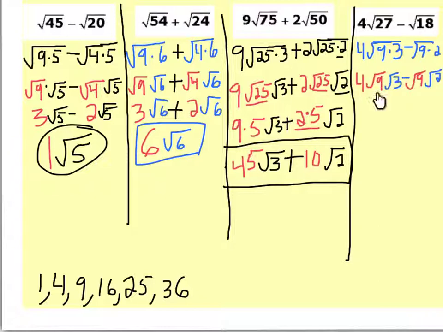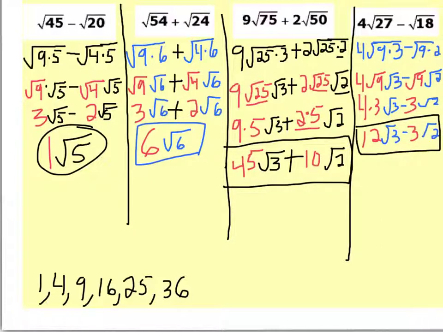All right. So now all I need to do is square root the 9. So I'll take my 4 and bring it down, and the square root of 9 is 3. So 4 times 3 is 12. Then I'm going to bring down the square root of 3. So I'll bring that down and bring down my minus sign. And next I'm going to square root this 9, and that's 3. And I'll bring down my square root 2. Here's my answer. I cannot put them together because they are not like radicals. So here's my answer right here.